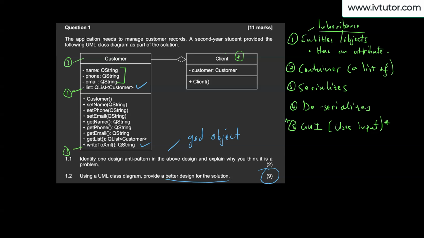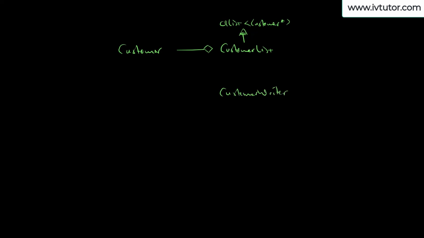So moving on now, drawing this diagram, we do know that we've got a customer, and this customer is going to be in a customer list. And your list is usually going to inherit from some form of a container. So you can have a queue list of type customer to make your list. So we've got customer list. We're going to do serialization. For serialization, we can have a customer writer, which then creates XML.